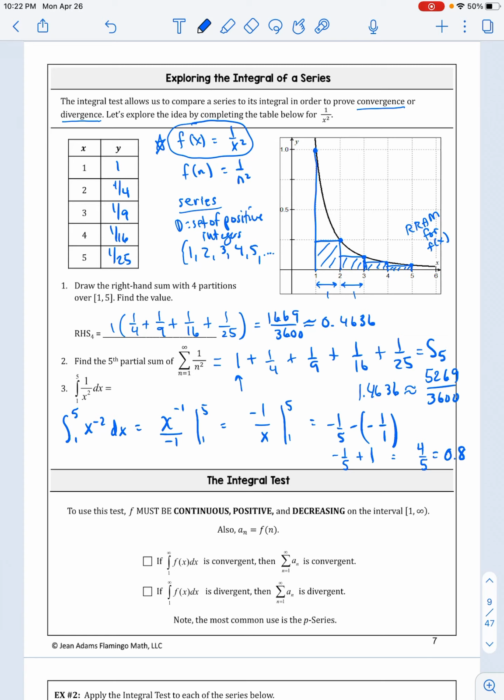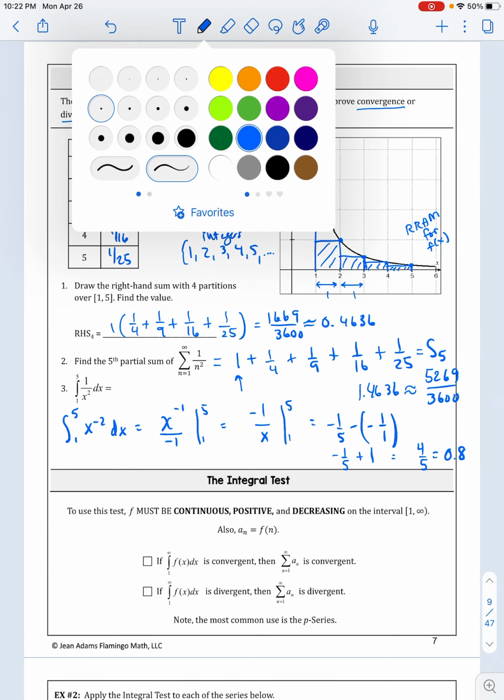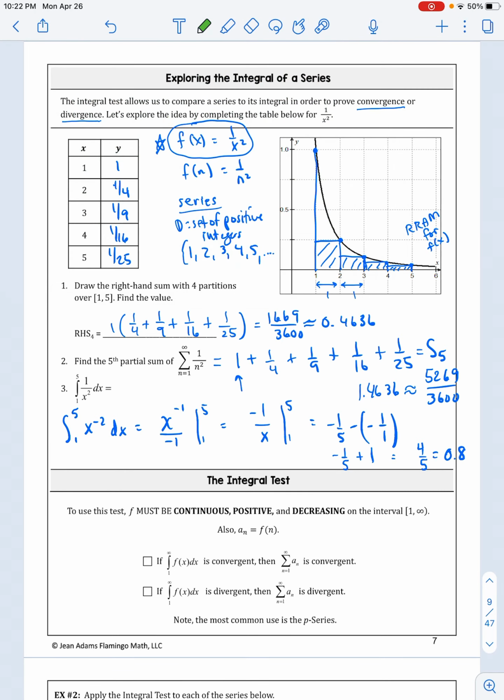So if we were just summing up from 1 to infinity, just these values, and we didn't include this first one, this is going to be an upper bound for that summation, okay? Because look, you can see, I'm going to do this in green. You can see that when we integrate, it's going to give us a bigger number, because look, we've got all this extra.